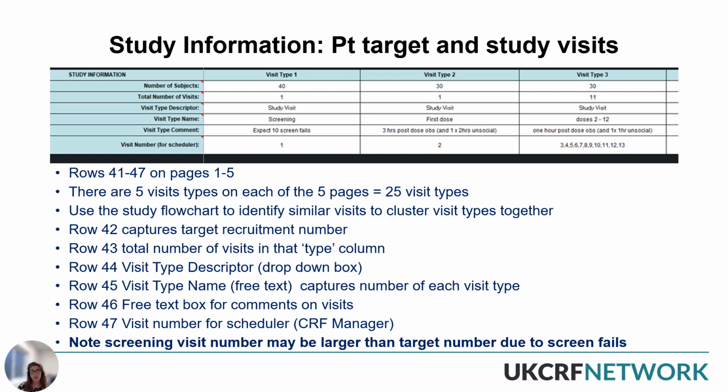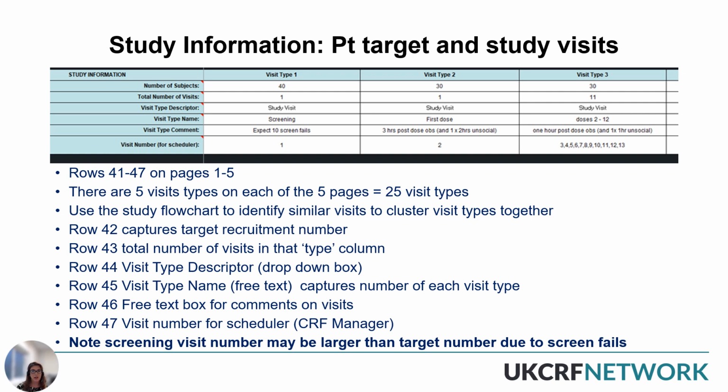Our visit type 2 in this example is a first dose treatment visit, and then our visit type 3, looking at our fictitious schedule of events, we can see that there are 11 dosing visits that are all very similar, if not identical, in what we're going to be doing to those patients. And so rather than using 11 different columns, we can actually cluster all of those 11 visits into one column, and you'll be able to see that on the demonstration that you can access on the portal.